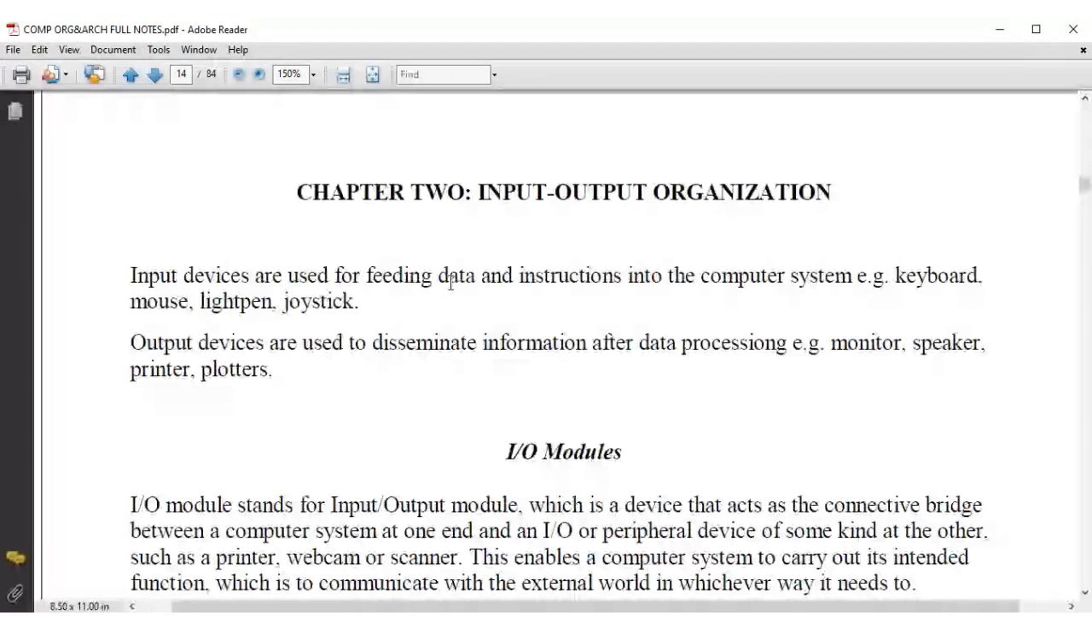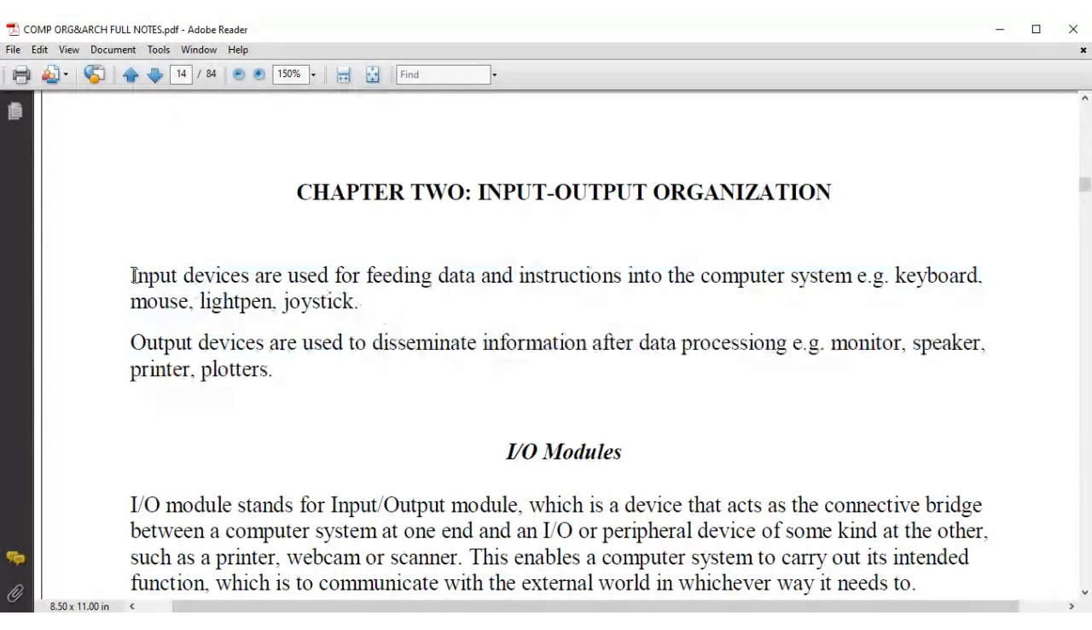All right, we are back. So I want us to do an introduction to chapter 2, input-output organization.